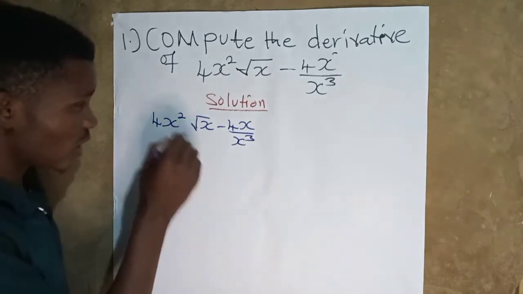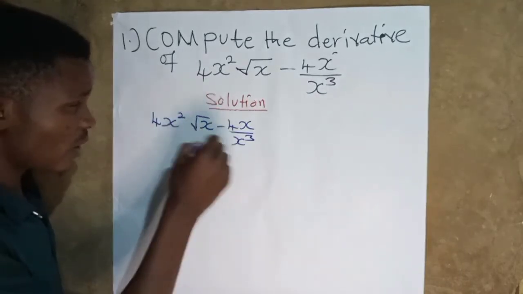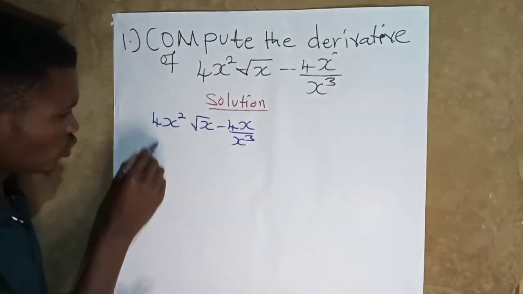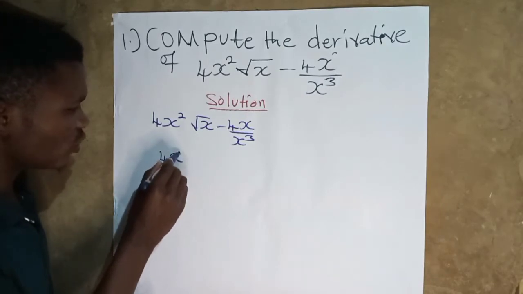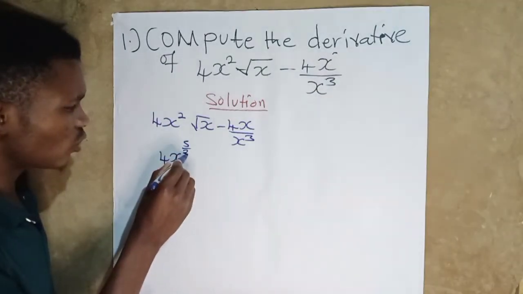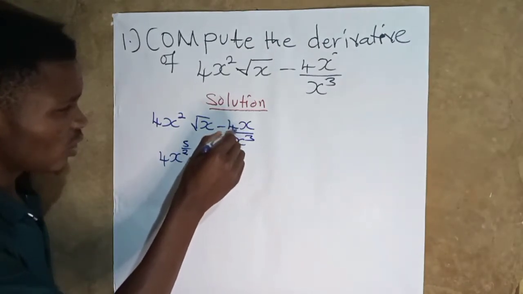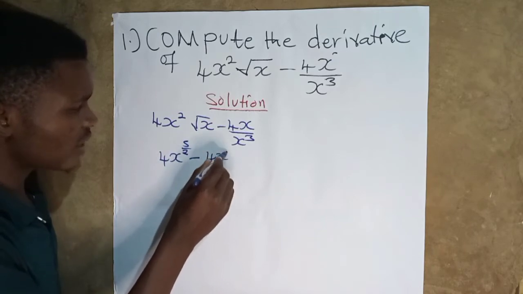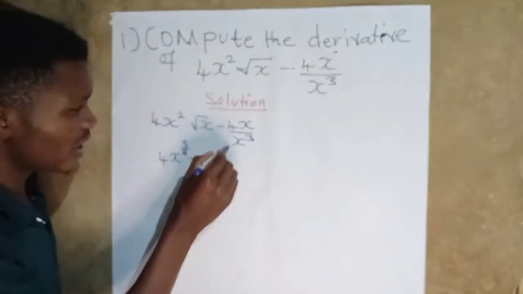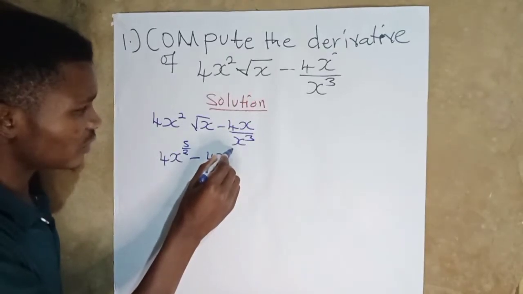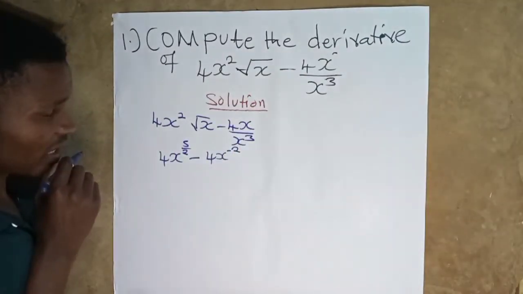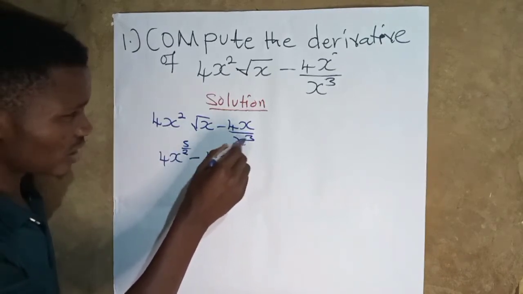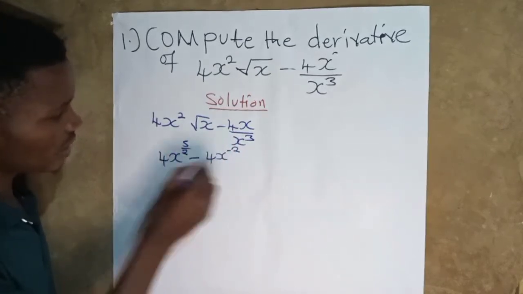Now, using the power law, we will first reduce this. When using the power law, this will be reduced to 4x to the power 5 over 2 minus 4x to the power negative 2. That is when we reduce this. How do we arrive at this?